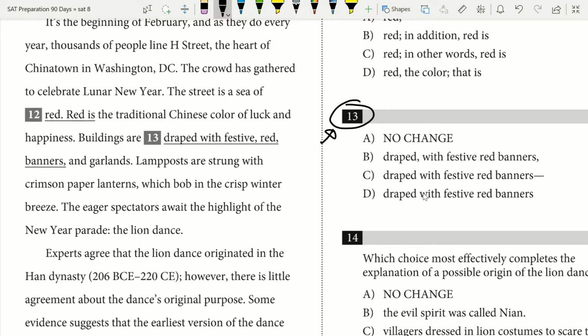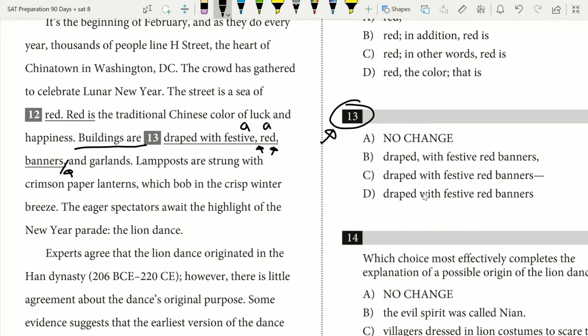When I look at question 13, I'll go ahead and read off the sentence. We have: buildings are draped with festive, red banners and garlands. The key thing I'm looking at here is that I have 3 commas. I also notice that festive and red are both adjectives, so I'll mark them with an A. Now I have banners and garlands. My only 2 subjects here are banners and garlands. When we have 2 subjects, we do not need a comma after the second one.